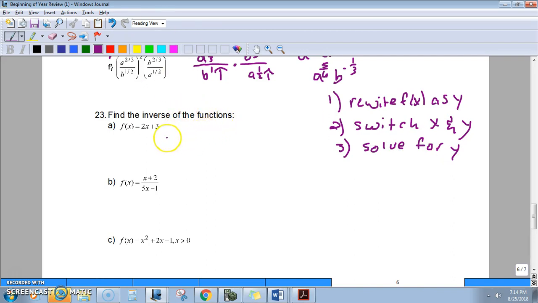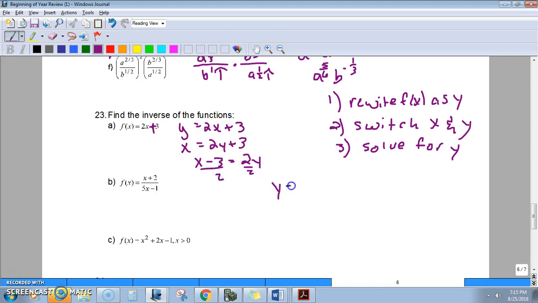This first one, is it 2x plus 3? I hope so, because that's how I'm going to do it. But if it's minus, you guys can figure that out. So rewrite f of x as y. So this is really y equals 2x plus 3. Step 2, switch x and y. This is really x equals 2y plus 3. Solve for y. I'm going to subtract 3 from both sides. X minus 3 equals 2y. Then divide both sides by 2 to get y by itself.